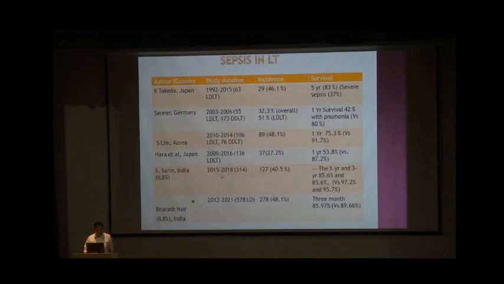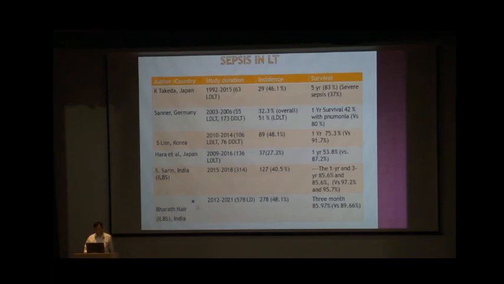The studies from our center: 314 patients were included in the first study. The incidence of sepsis is 40%, with 1 year and 3 year survival quite good in the sepsis group. However, there is a decreasing trend in comparison to patients who didn't have sepsis.